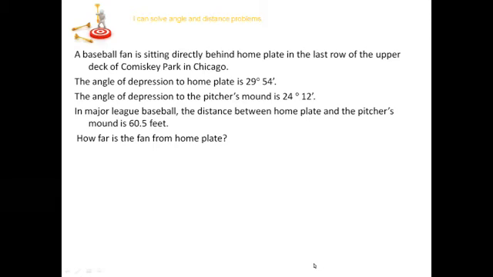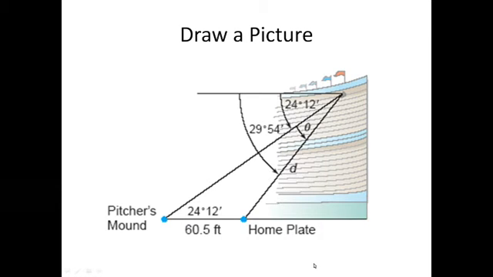Well, obviously this is going to require a picture. So here you have it, your picture. Okay, so where is our man in the stands? He's up here. Here's home plate. You can see the angle of depression to home plate is 29.54. You can see the angle here to the pitcher's mound is 24.12. Notice, these two lines are parallel. So the angle of depression here is the same as the angle of elevation here.